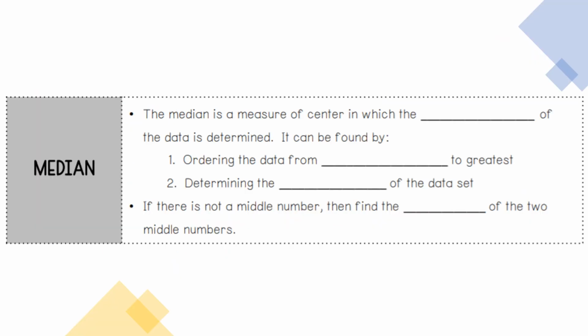So now we're going to discuss median. The median is a measure of center in which the middle of the data is determined. So the median is the middle, and it can be found by ordering the data from least to greatest, determining the middle value of the set of data. And if there is not a middle number, which means there's more than one number in the middle because you have an even set of data values, then find the average or the mean of the two middle numbers.